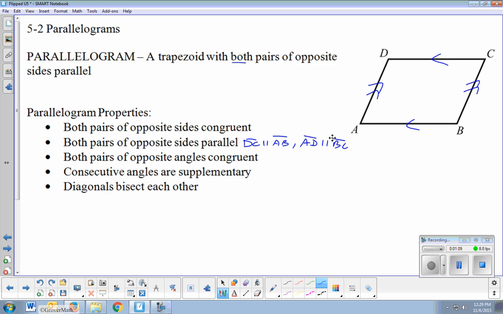And wherever we see parallel, we always need to look for alternate interior angles, corresponding angles. Doesn't always happen, but we do always want to look for that. So we got opposite sides parallel.